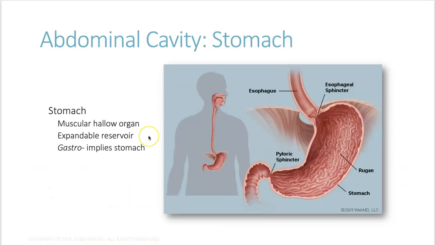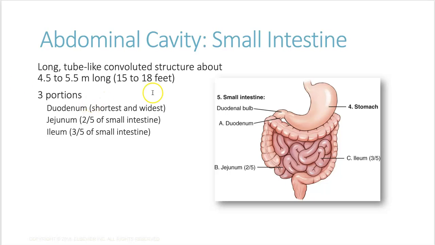Okay, let's keep going. Now, first up, we have the stomach. This is a hollow muscular organ. Remember, we're dealing with epithelial tissue that we talked about a little bit for organs such as the stomach, but we're also talking about muscular tissue. It's an expandable reservoir, and if we go back to our medical terminology classes, we have the word gastro. So from now on, when we're talking about gastro in medical imaging, we're talking about something to do with the stomach.